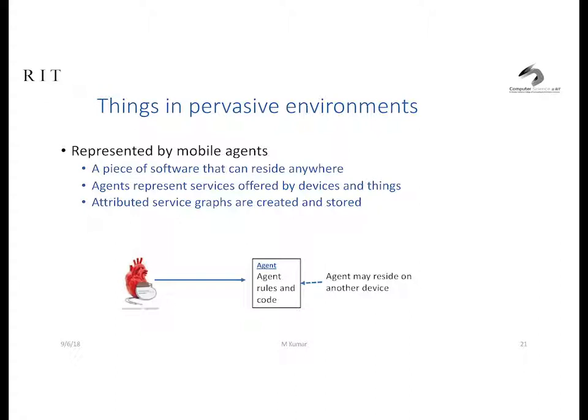Yeah. I have a clarification question. Sure. Here you mentioned agents that represent services offered by the devices. And in the previous slide, you said that, if you can go back, in the device or thing, we have also components, functionalities. I was wondering, I mean, what is the difference? Is it granularity here?